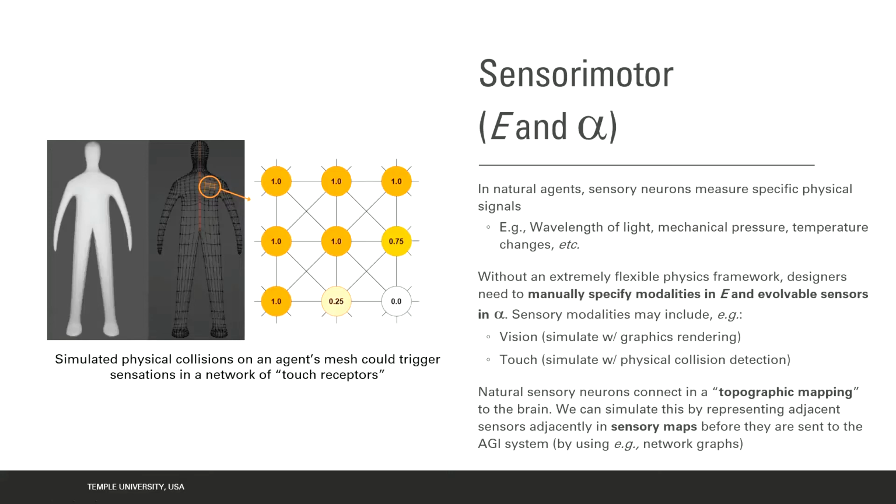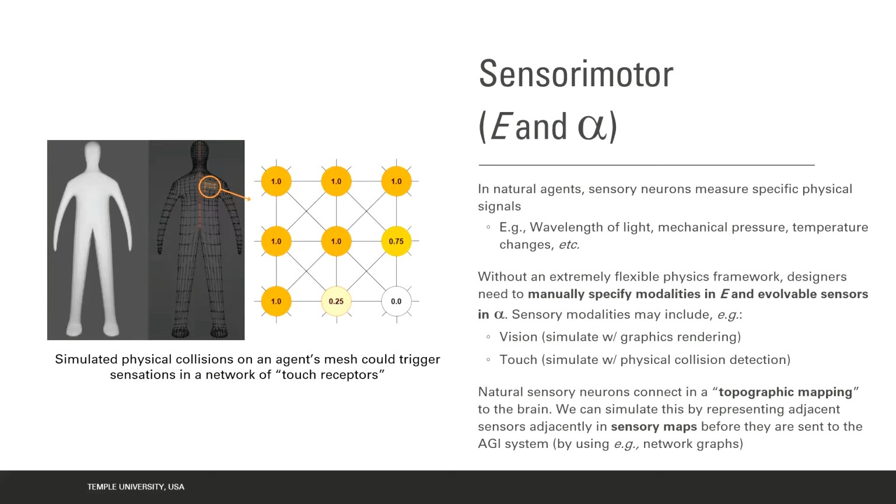So different sensory modalities could include things like vision, which you would simulate using graphics rendering, or touch, which you would simulate with a physical collision detection. The natural sensory neurons connect to the brain in what's called a topographic mapping. And we can simulate this by representing adjacent sensors, which we should know from the agent's genome. And we represent physically adjacent sensors adjacently in sensory maps before presenting them to the AGI system using a data structure like a network graph.